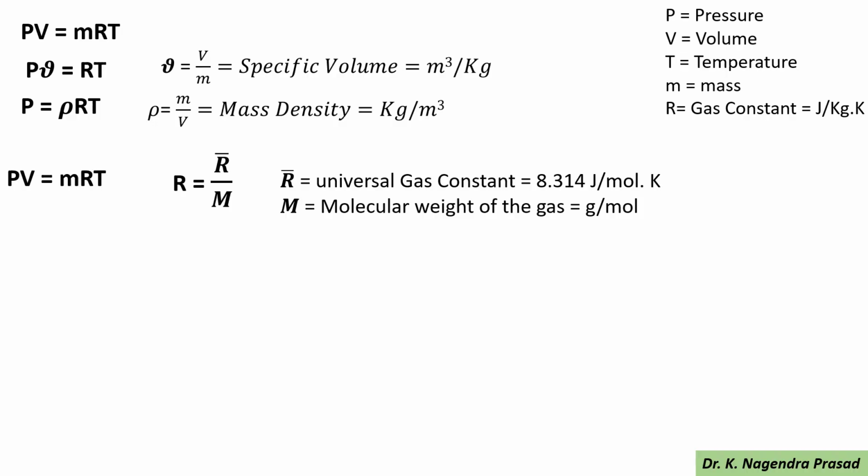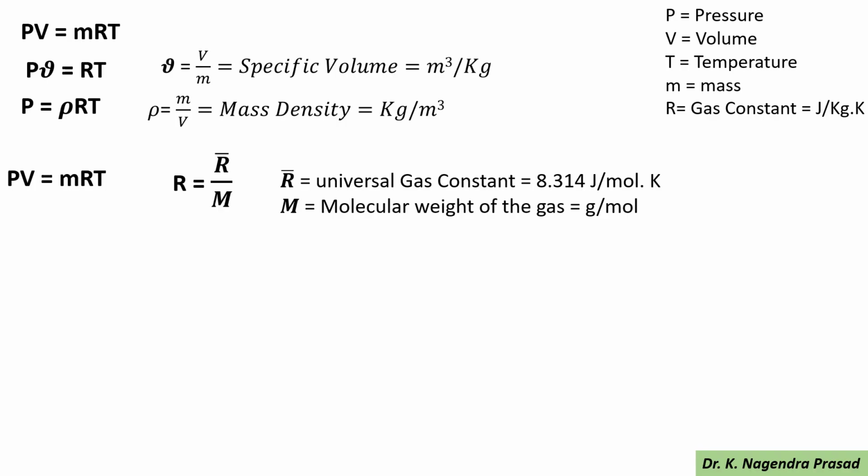And here capital R is the gas constant. Its units are joule per kg Kelvin. So this gas constant capital R can be written as R bar divided by capital M, and R bar is the universal gas constant. Its value is 8.314 joule per mole Kelvin. And capital M is the molecular weight of the gas. Its units are gram per mole.